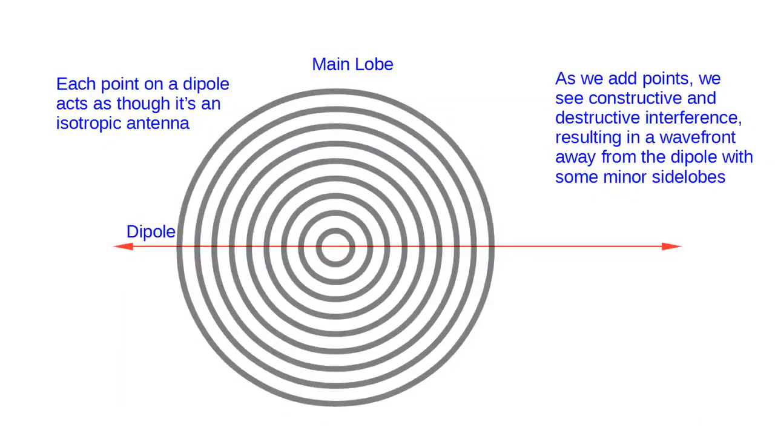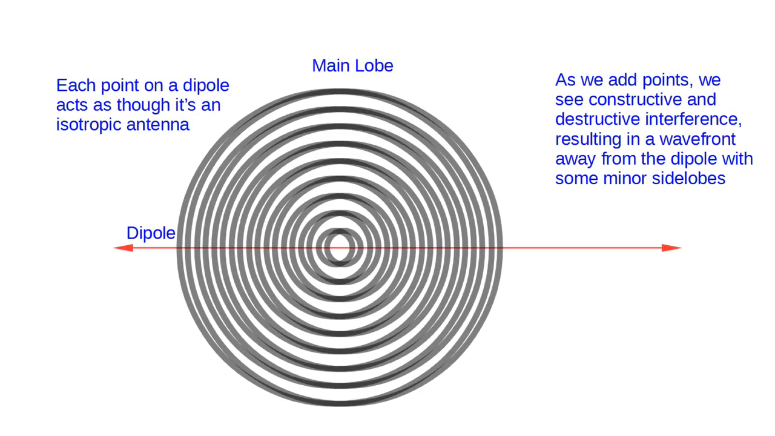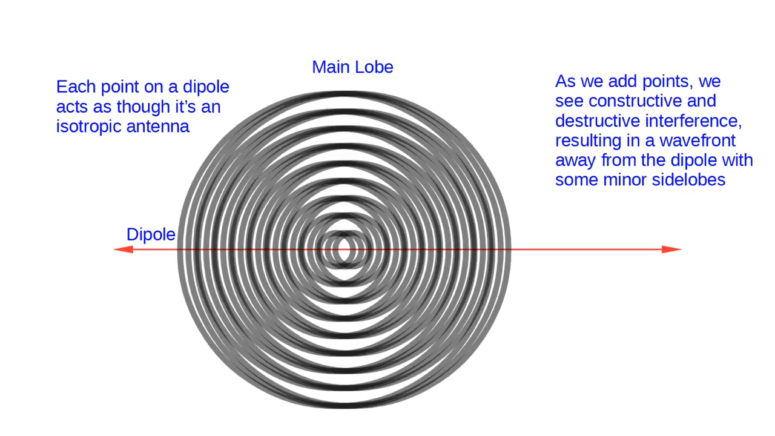Here's conceptually how it works. Each point on our dipole acts as an isotropic radiator. The circles are the waveform emanating from that point, sort of like ripples in a pond. Let's add another point a small distance away. The radiation patterns create both destructive and constructive interference, and you can see that the energy goes mostly up and down. Now let's add another point, and we see the radiation pattern focusing even more.